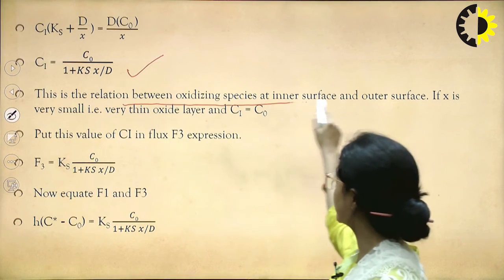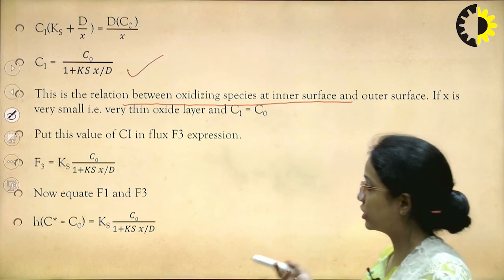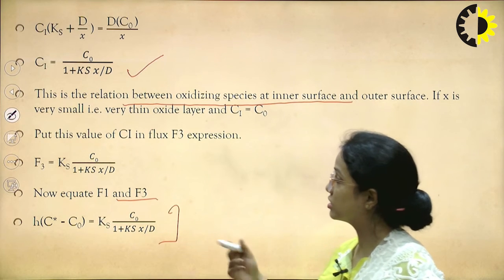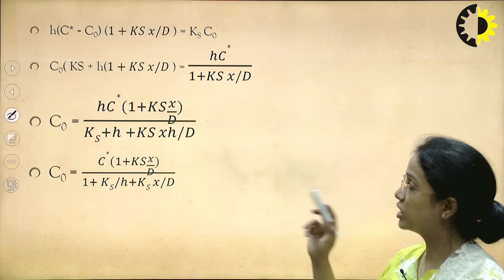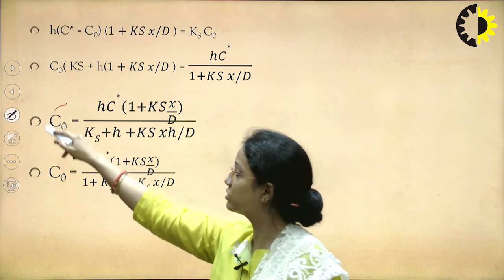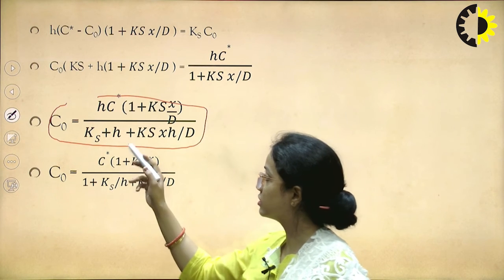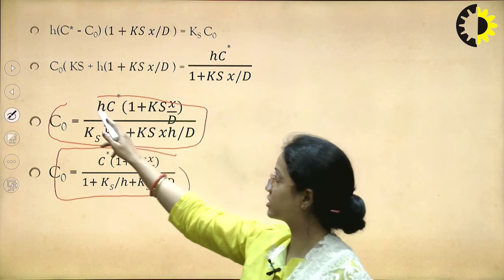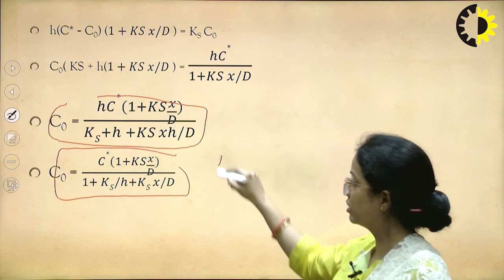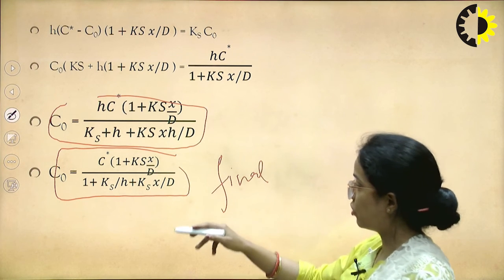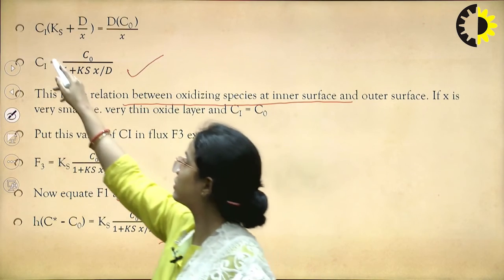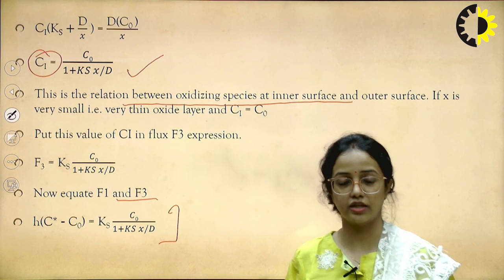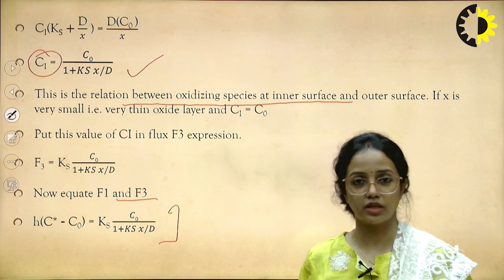This is the relation between oxidizing species, and we put this value in F3. After equating F1 to F3, we get this result. Similarly, we will get C naught. With the help of mathematical manipulation, we have achieved the value of C naught, and we can make it independent of H. We can divide H into numerator and denominator, and this is the final expression. This is C naught here. Previously, we have achieved Ci. So this was all about oxidation from my side, and we will study the next topics in my next lecture. Thank you.